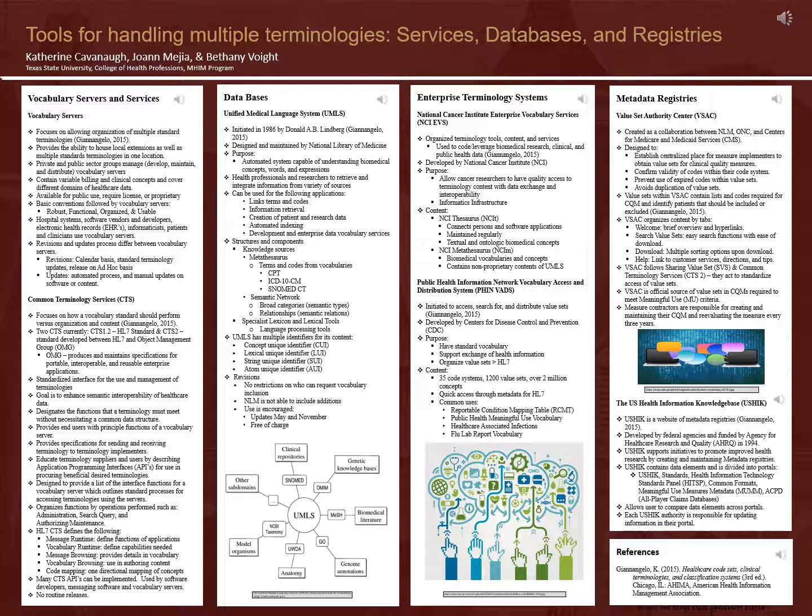In terms of this system's content, it contains 35 code systems, 1,200 value sets, and over 2 million concepts. With this, it ensures there is quick access through any metadata for HL7. And some common uses of this content include reportable condition mapping table, public health meaningful use vocabulary, healthcare-associated infections, and flu lab report vocabulary, which all have their specified domains for cancer research.